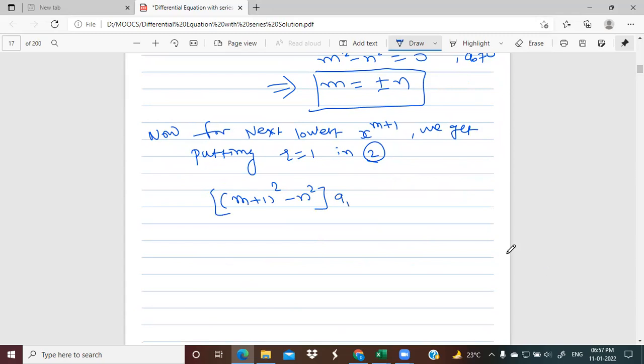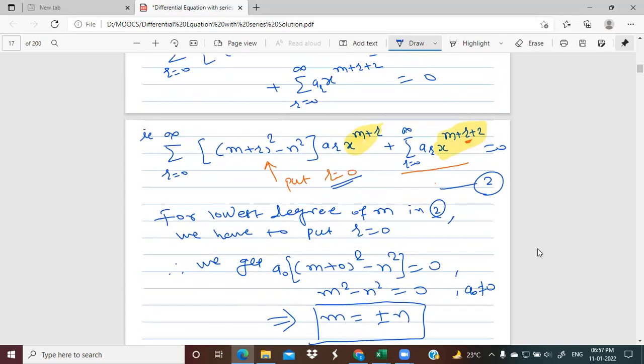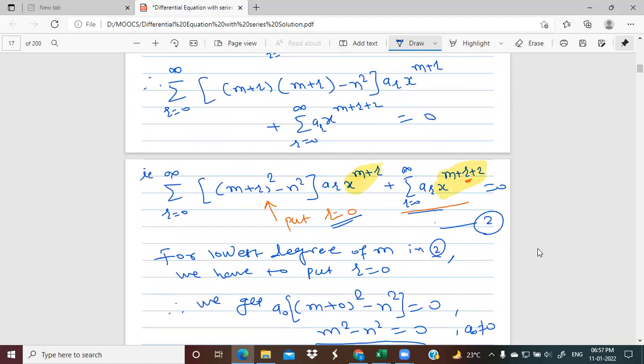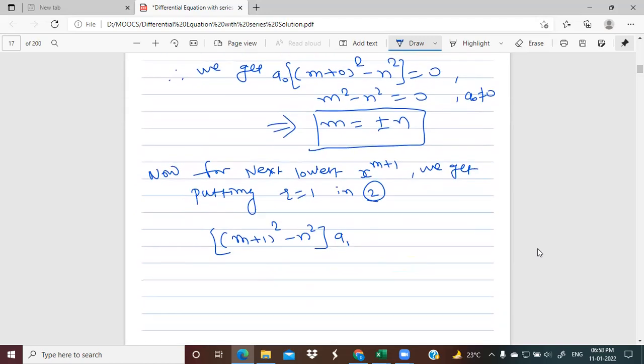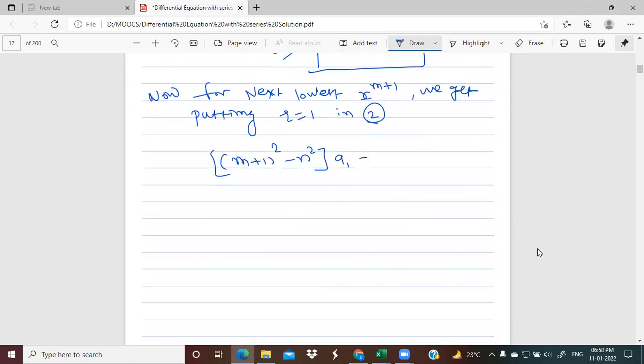Now, no need to check the next bracket, because if we go toward that term, putting R equal to 1, we can say M plus 3. We are not interested. The next lowest term is M plus 1, so I'm putting R is equal to 1. Now we are getting this term equal to 0.